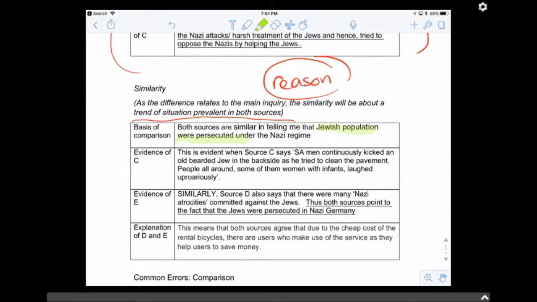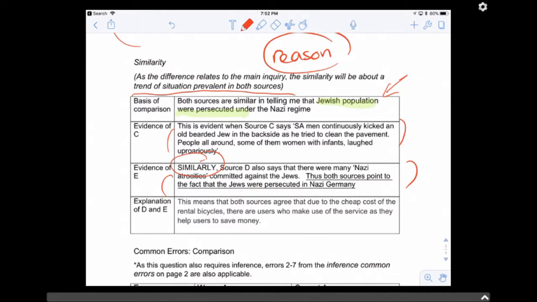How do I know this? Because C says SA man kicked blah blah blah to the pavement all around. You don't need to explain, alright? Then you write similarly, D also shows me the same thing. Make sure your evidence is talking about the same thing, whether Jewish population were persecuted under Nazi regime. Alright? So make sure your topic is clear, Jewish persecution, right? So both sources agree. Then you explain together. This means that both sources agree. Then you explain, blah, blah, blah. Alright?